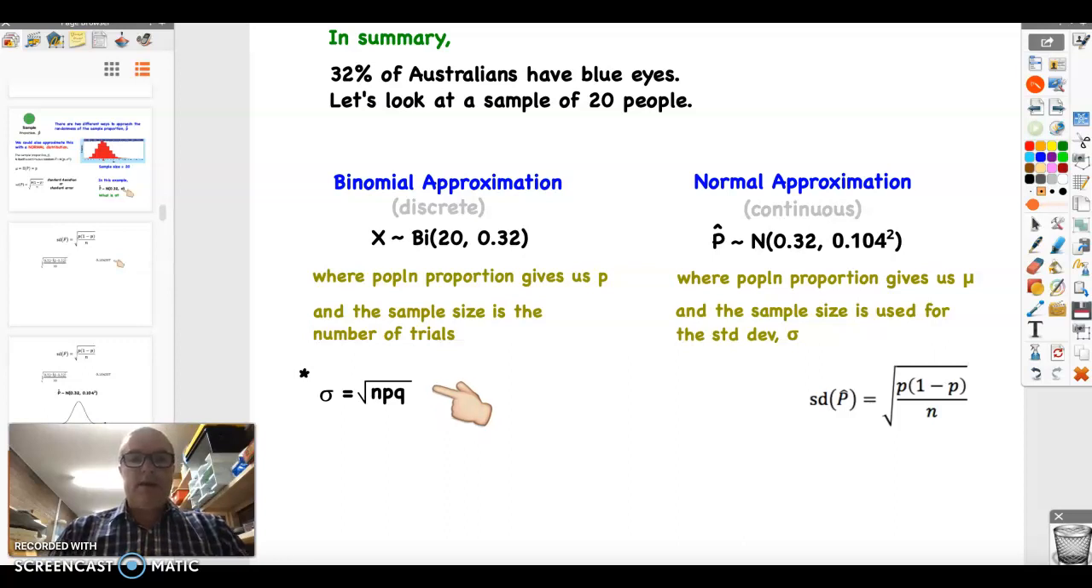At the same time, we could use a normal approximation to model this distribution. So we could say that p hat is a normally distributed continuous random variable with a mean of 0.32, and we've calculated that standard deviation. That mean is the population proportion. 32% of Australians have blue eyes. That's our expected value or mean, and we've used this formula, which we'll see in the next lesson as well, to calculate a standard deviation.